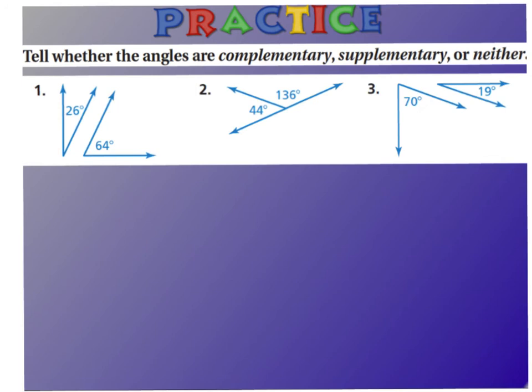Do it again. Pause the video and do them and see if you're right. 26 and 64 is going to be a complementary angle. You can see right here, these two together is going to equal a supplementary angle. We have 70 and we have 19. Together that equals 89, so this is neither. It might be close and it might look like it, but do the math. Here, if we do the math, we get 90, so you've got to be careful.